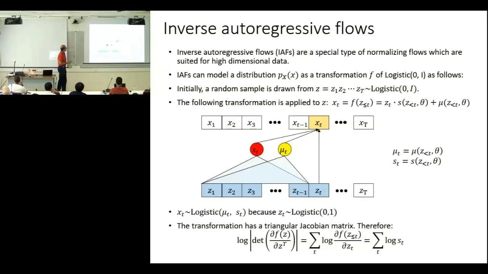Now we will see the inverse autoregressive flows. Inverse autoregressive flows are a special type of normalizing flows which are suited for high dimensional data. Inverse autoregressive flows can model a distribution as a transformation f of a logistic. I use here logistic as follows. Initially a random sample is drawn from the logistic. All of them are independent of each other, and the following transformation is applied to z: xt equals f. This transformation is applied.